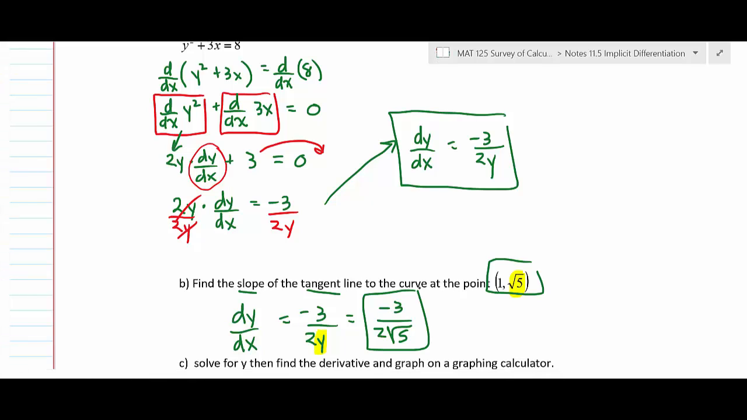So you also want to know how to do that when that shows up. Does that make sense? If I give you a point to find the slope of a tangent line, plug it into the derivative after you've done it implicitly. Okay?